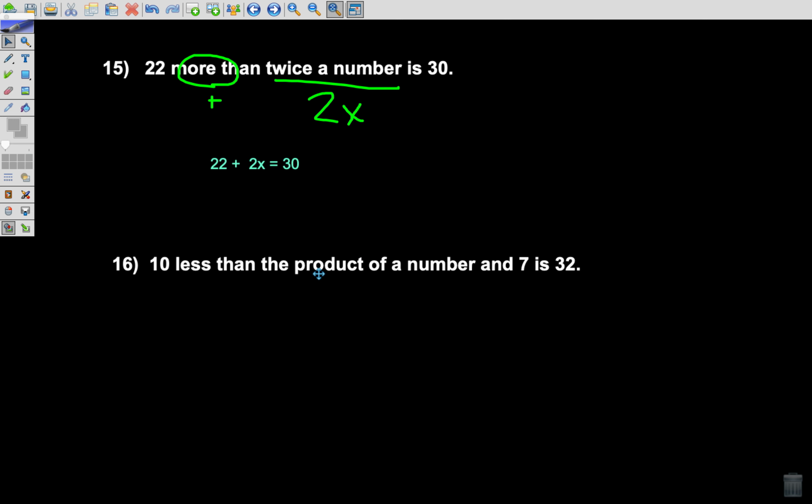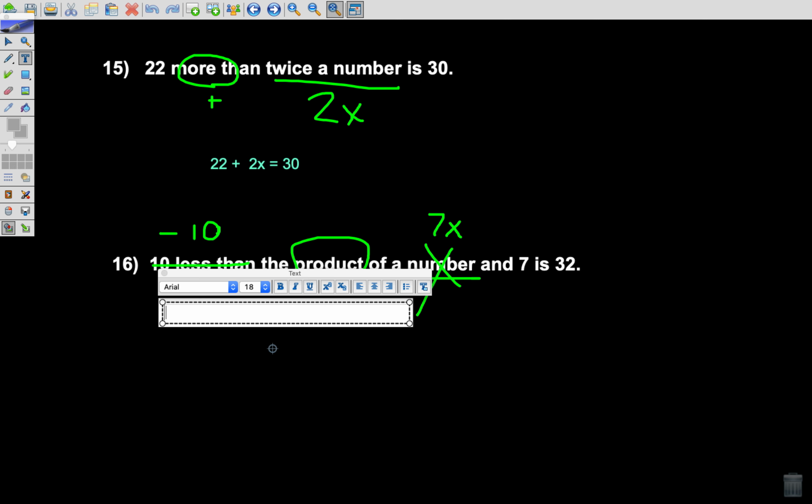10 less than the product of a number and 7 is 32. 10 less than. All right, so that means I am subtracting 10. 10 less than something. I'm taking away 10. The product means I'm multiplying of a number. I don't know the number, so x and 7. All right, so the product of x and 7 is 7x. So here we go. Let's read it. I'm taking 10 away from a product. Well, my product is 7x, and I'm taking 10 away from it, and it is 32.